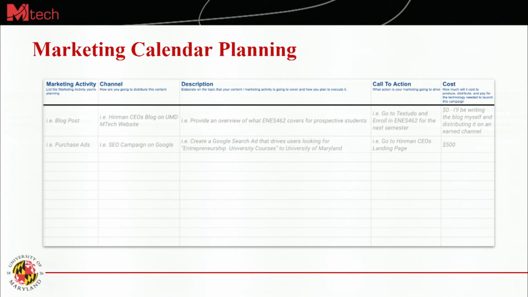And then you also want to align on the messaging. So what's your call to action, as well as the cost? How much is this going to cost you? And then you can look at this calendar in its entirety and use it to actually measure, are you within budget or not?